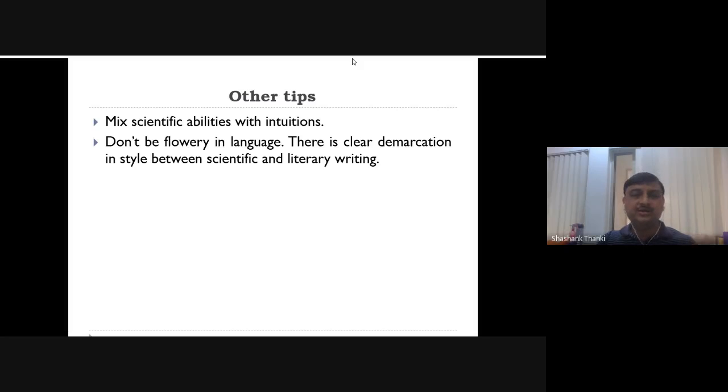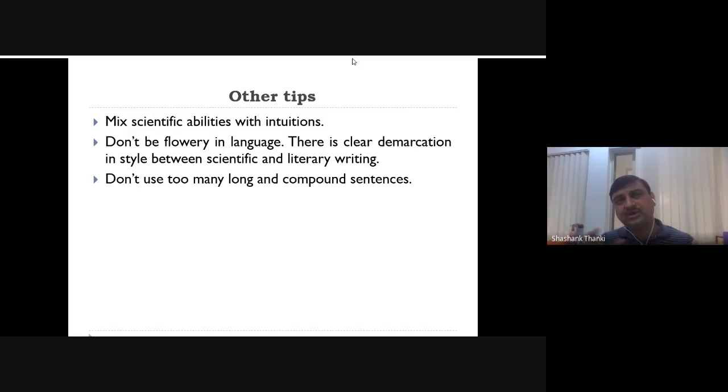Don't be flowery in your language. Okay, because we are talking about a scientific research paper. There is a clear demarcation in style between scientific and literary writing, and we are talking about scientific writing. Sentences should not be too long. One sentence spanning 4, 5 lines is not acceptable. Two lines, it should end there, and then you should have connections in between, like however, although, and you start with a new sentence.